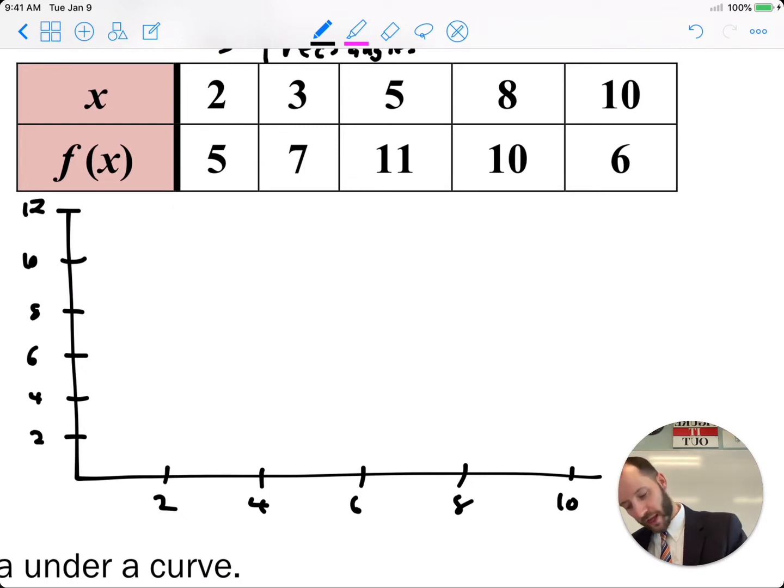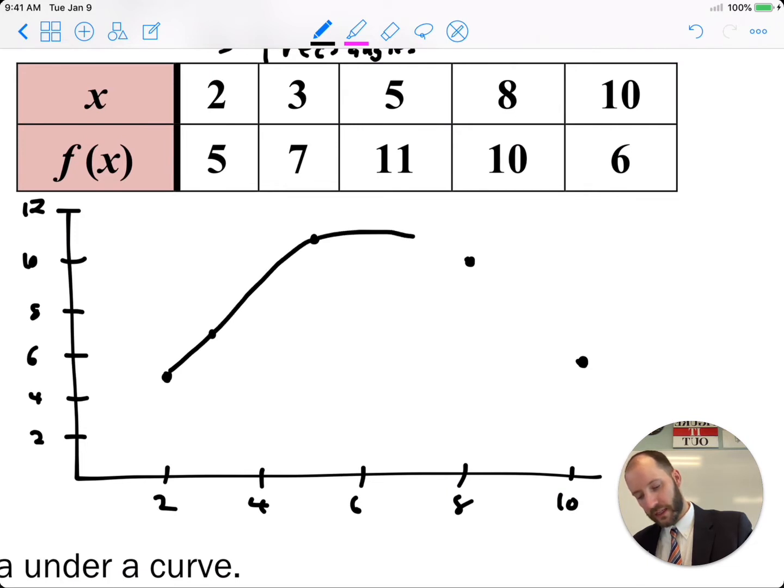So first 2, 5, graph that. So 2, 5, about right there. We have 3, 7, about right there. 5, 11, right here. 8, 10. Oh, even numbers, good deal. And 10, 6, okay. So the curve looks something like this. That's not exact.